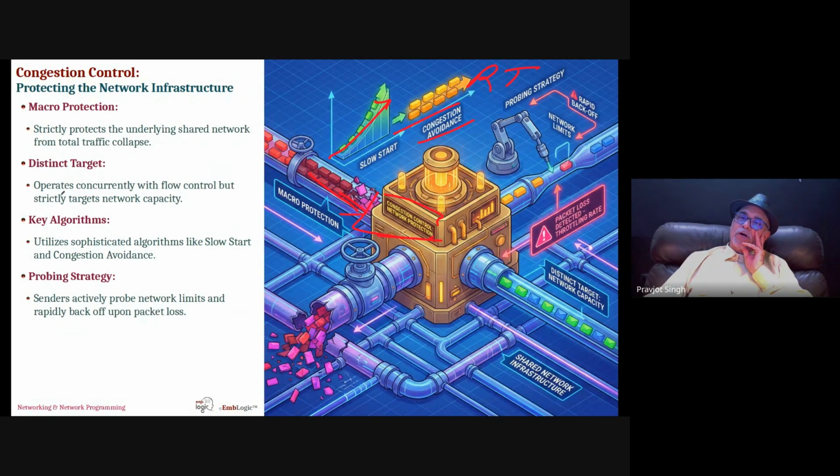So it operates concurrently with flow control, but strictly targets capacity, never reaches capacity. Maximum it goes 0.8 of capacity. It utilizes sophisticated algorithms like slow start, congestion avoidance, and retransmission. Senders actively probe network limits and rapidly back off upon packet loss. And whenever there is packet loss, retransmission happens. That retransmission is also one thread that is run within TCP. So these three threads will run continuously: slow start, congestion avoidance, and retransmission. These three will run permanently and will ensure that the network is never clogged.